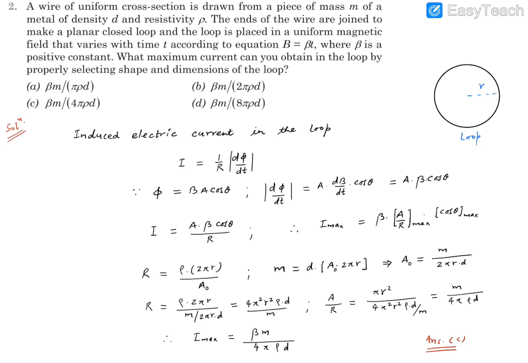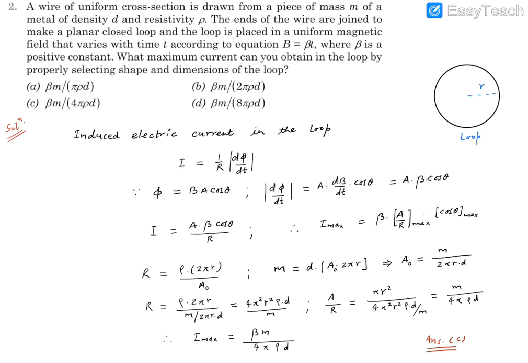So the area of the loop is going to be pi r square, where r is the radius. Now if this is an r radius loop, then its length, the periphery, the material length, is going to be 2 pi r. So the resistance is rho into length divided by area, where area is the cross-sectional area of the wire. Now mass is equal to density into volume. Volume will be the cross-sectional area into the length. From here we can simplify for A naught, that means the cross-sectional area. Now we put this cross-sectional area over here, so the resistance can be simplified to this.